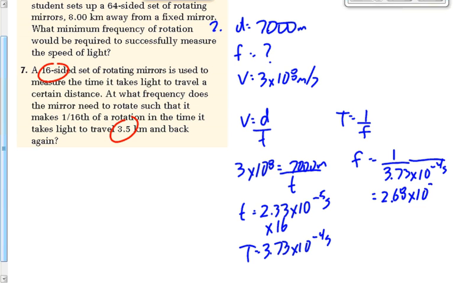Now, this is a number that's quite a bit different than we're used to getting for the frequency, right? But that's okay. In a question like this, that's okay, because when we're dealing with a 16-sided mirror and a 3.5 kilometer distance, we're not necessarily expecting those typical numbers. We weren't in question number 6 either. It just happened that we got one that was fairly typical. Number 7, we weren't expecting it. We didn't get it. Okay, it's okay. We don't have to go back and say, what did we do wrong? All right?